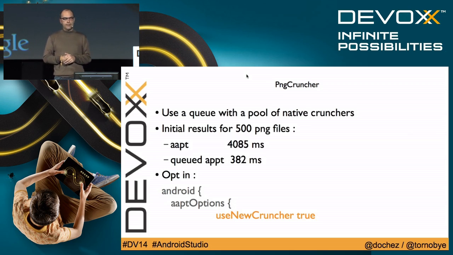And so we came up with basically a multi-threaded, queue-based architecture where the build system will just push into this queue all the PNG files you need to crunch, and then we'll crunch them using a pool of native crunchers. So initial numbers, about 10 times faster, so it's pretty good. It depends, obviously, on the number of PNG files you have. This is for 500 PNG files, so it depends on your project. Well, that sounds like a slam dunk.